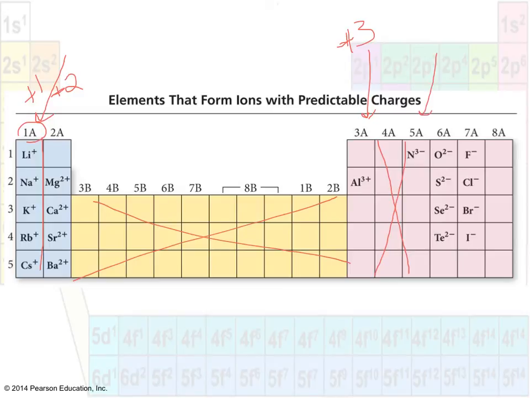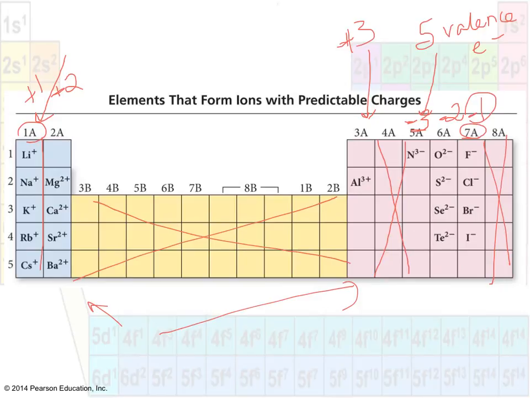Group 5A has 5 valence electrons, and so they tend to gain 3 more electrons to get an octet, giving charges of -3. The oxygen group, group 6A, has a charge of -2, and the halogens, with their 7 valence electrons, tend to gain only 1 electron for a charge of -1. Noble gases don't tend to gain or lose electrons, they remain neutral. If you don't already know these common charges, that is also a very good thing to memorize.